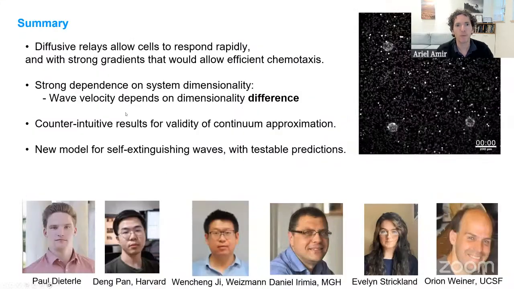I showed you a strong dependence on the system dimensionality, and in particular, the wave velocity depends on the difference between the dimension the cells live in and the dimension diffusion happens in. I showed you counterintuitive results for the validity of the continuum approximation, where in 3D, the more dense the system is, the worse the continuum approximation is, unlike our typical expectations. And I showed you a new model for self-extinguishing waves with testable predictions.